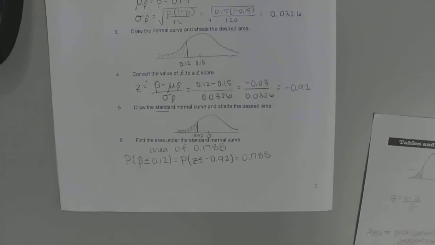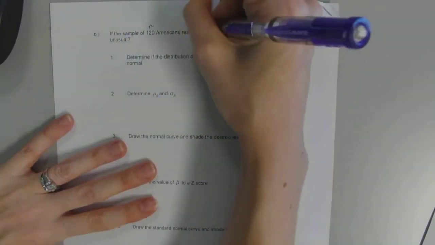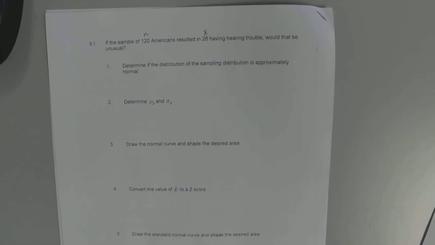All right, last problem on chapter 8. It's going to be the exact same situation. If the sample of size 120, so that again is still our n, resulted in 26 having hearing trouble, so that's actually our x, okay? So they're actually giving us a p hat that we have to calculate.